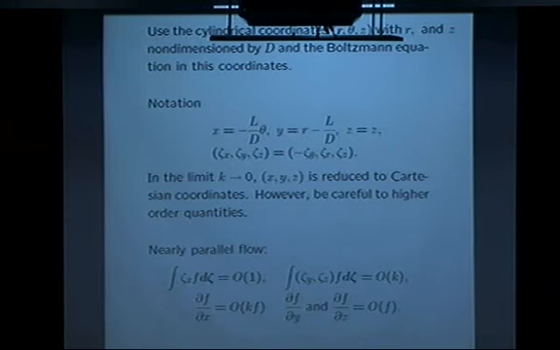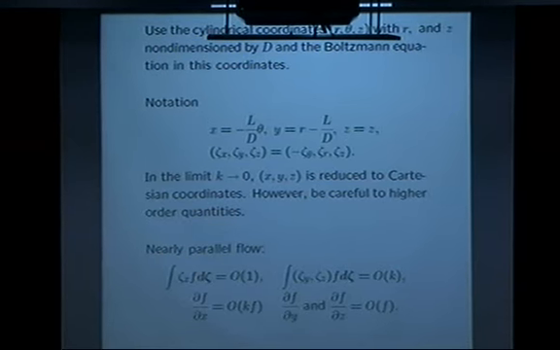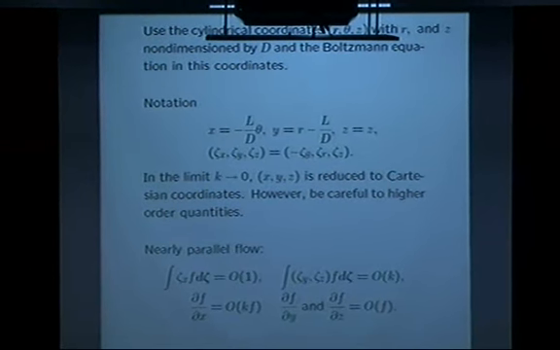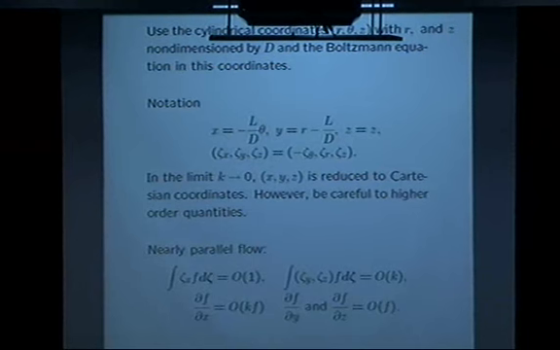In the limit of Knudsen number going to 0, x, y, z are practically the cylindrical coordinates, but in the limit of Knudsen number going to 0, which means that d over L goes to infinity, it reduces to the Cartesian coordinates. But be careful of the higher order quantities.